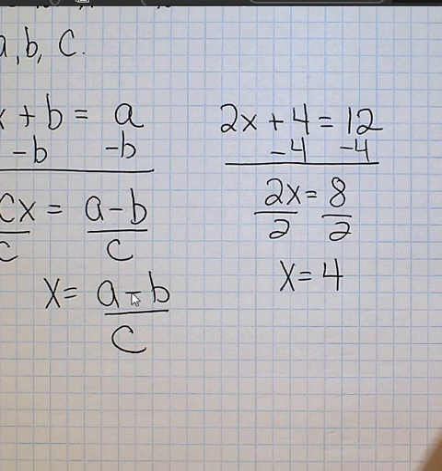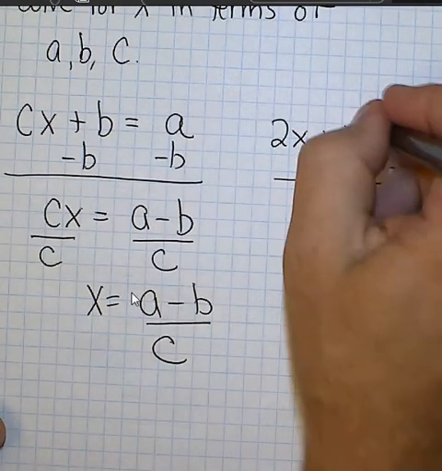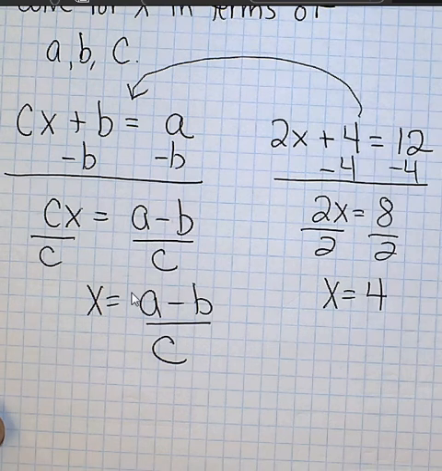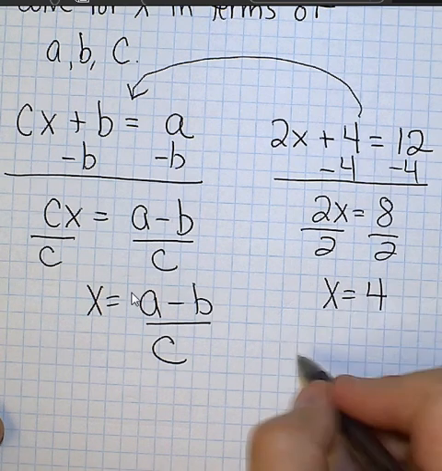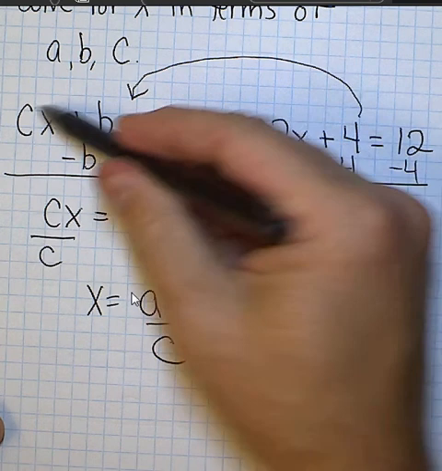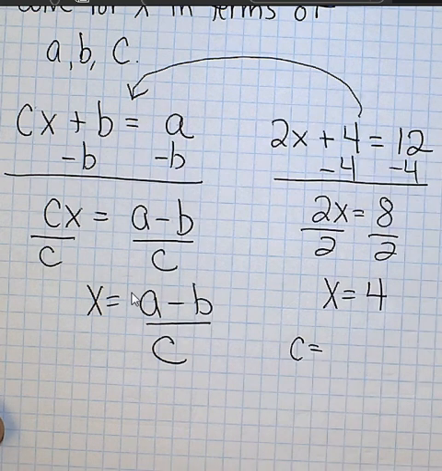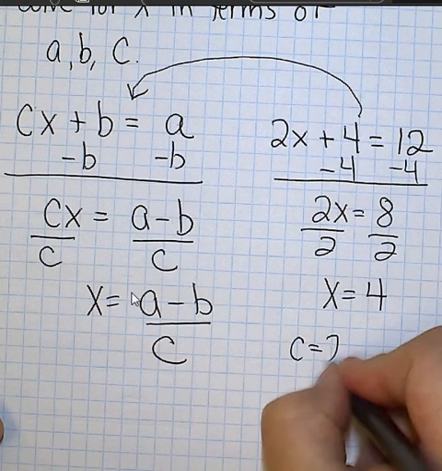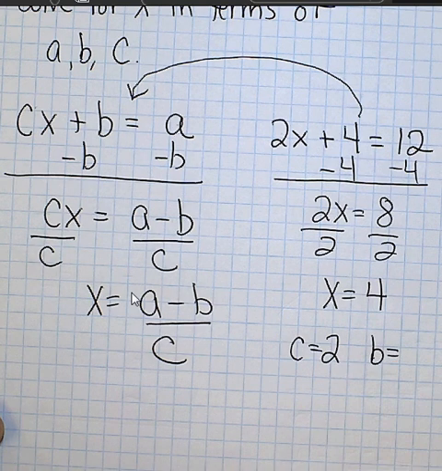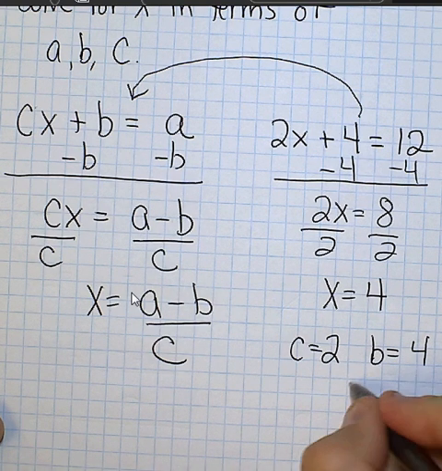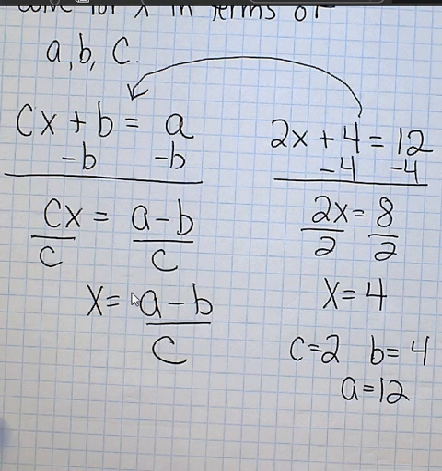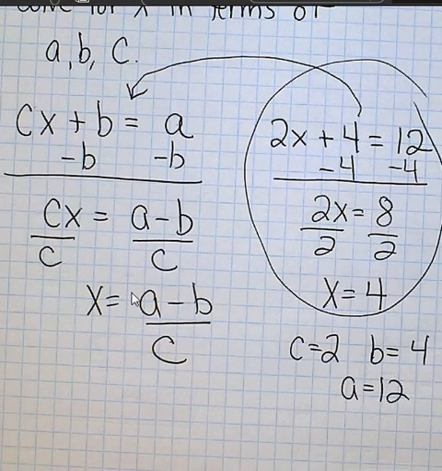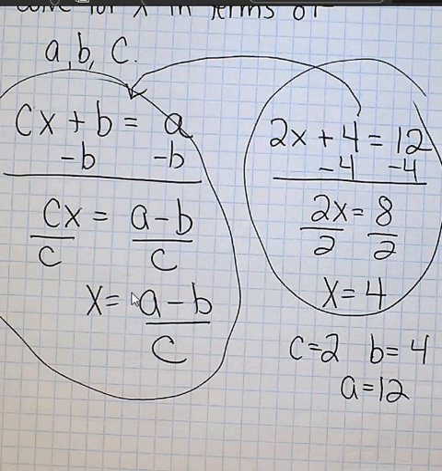But what I want you to see is, if you can relate this equation now to this equation. You ready? What is the c? Take a look at this and take a look at this. What number represents the c? 2. Good. What number represents the b? 4. And what number represents the a? 12. Now, we went through a solving process here. We did the same thing here, but we created a formula. And we created a formula for any equation that is in the form cx plus b equals a.